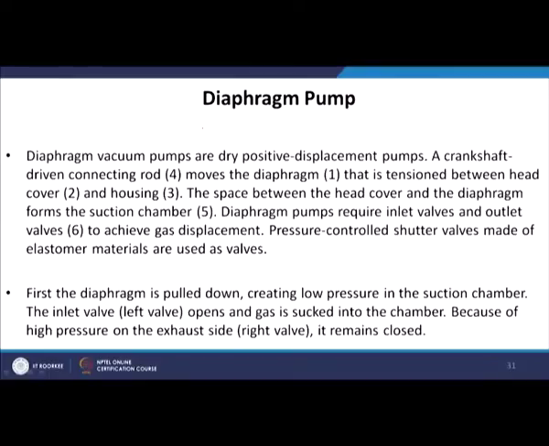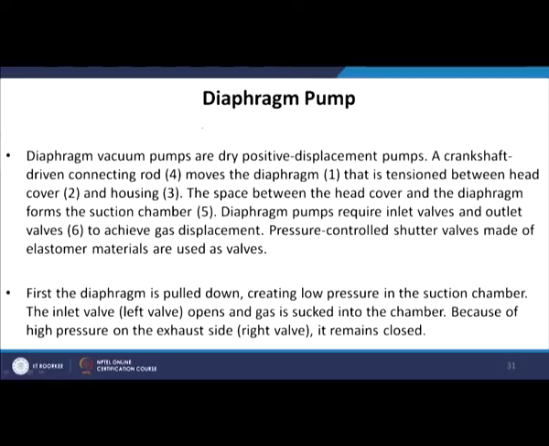The second pump is a diaphragm pump. Diaphragm vacuum pumps are dry positive displacement pumps. A crankshaft driven connecting rod moves the diaphragm that is tensioned between head cover and housing. The space between the head cover and the diaphragm forms the suction chamber. Diaphragm pumps require inlet valves and outlet valves to achieve gas displacement. Pressure controlled shutter valves made of elastomeric material are used as valves. So, in this case both the inlet valves and the outlet valves are used to achieve the gas displacement.